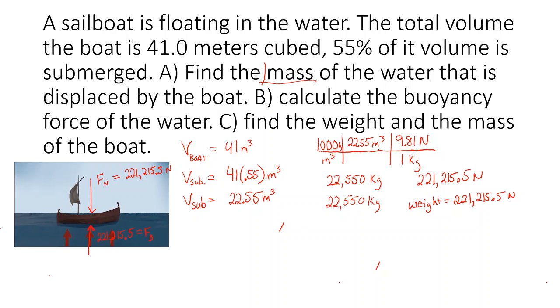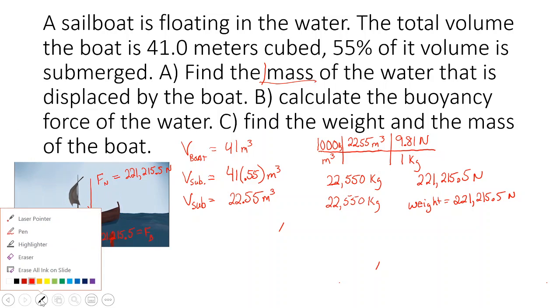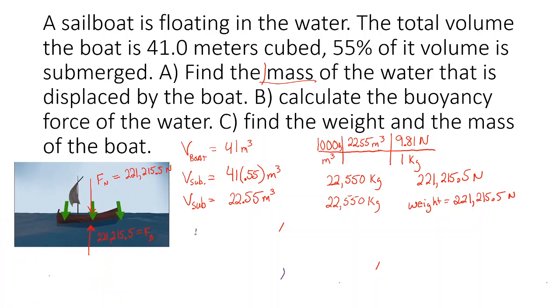So if I were to come up with my answers, let me get a different color here so we know these are the answers. A, the mass of the water that's displaced by the boat. I know there's a percentage of 55%, but like with angles and 55%, we're just going to play those out. Let's let the actual measured values be the significant part. So we get 22,600 kilograms.